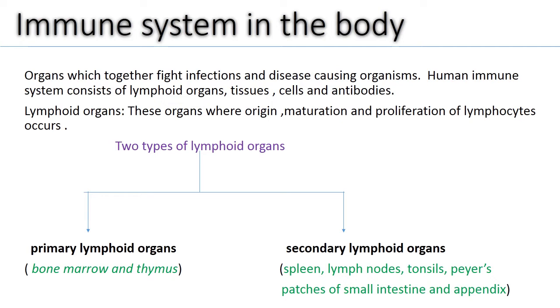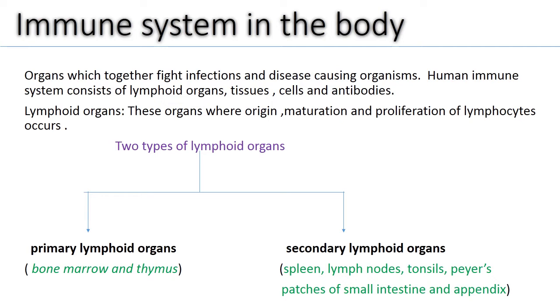Which are the organs present in our body to form the immune system? They are called lymphoid organs, and they are the main part of our immune system. Apart from the lymphoid organs, the immune system also consists of tissues, cells and antibodies. All this together forms the complete immune system. Lymphoid organs are very essential because these organs are the place where the formation of lymphocytic cells takes place.